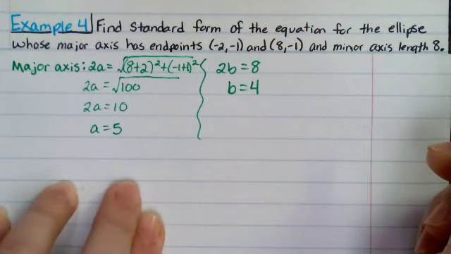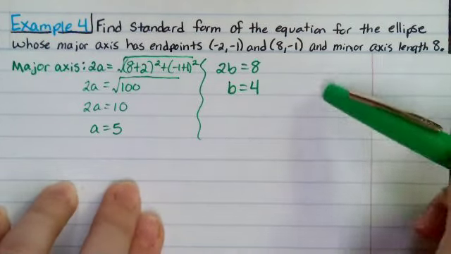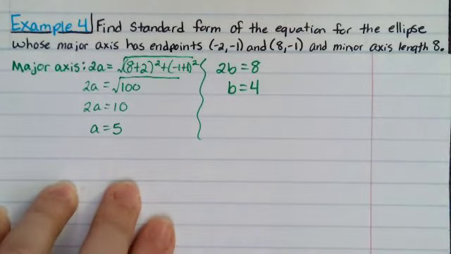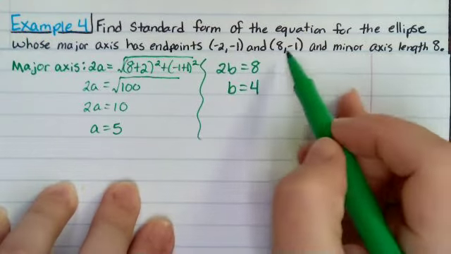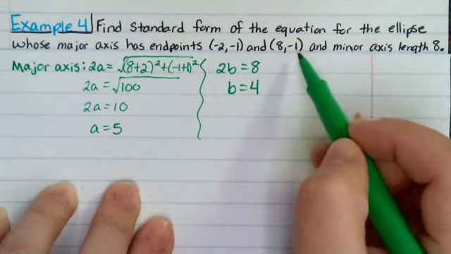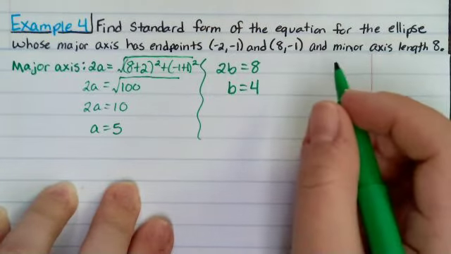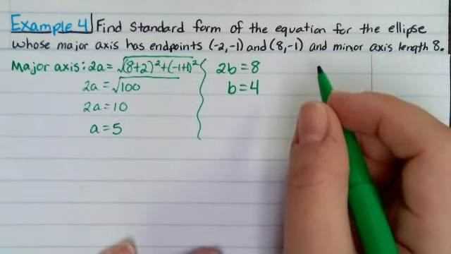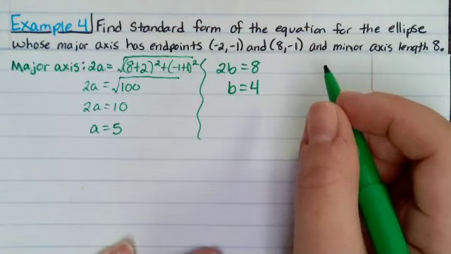Oh, we need to figure out where our center is. Okay, so we don't know that. We've got our a, we've got our b, but we don't know that this is centered at the origin. And honestly, seeing this major axis, I don't see a 0 in either of these coordinates. That's a really, really strong indicator that that is not centered at the origin. So we need to figure out the h and the k value.